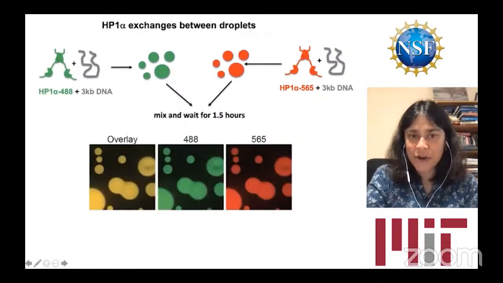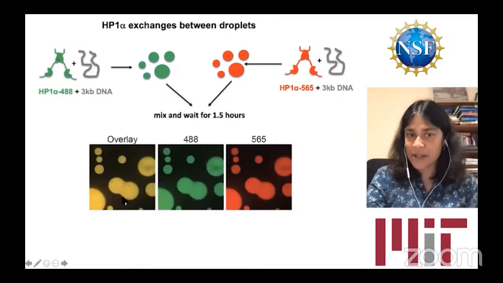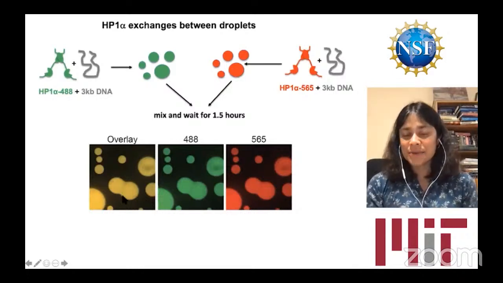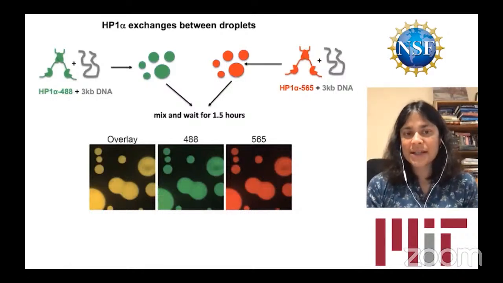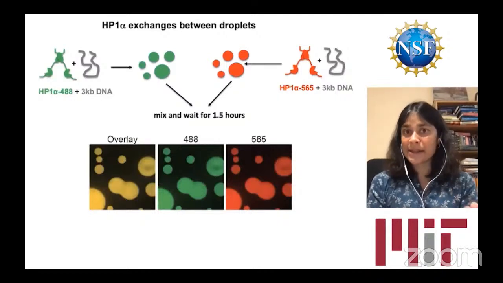This is how the droplets look after mixing and waiting for 1.5 hours. All the droplets show red, all the droplets show green, and all the droplets show yellow. Okay? And you can see even these two droplets that have just fused, in the act of fusing, have already become yellow. So what this result said was that HP1 molecules exchange pretty rapidly between droplets when the droplets fuse. Okay? And that was not a surprise given the FRAP data that I just showed you.